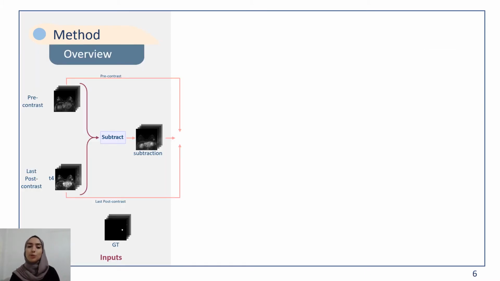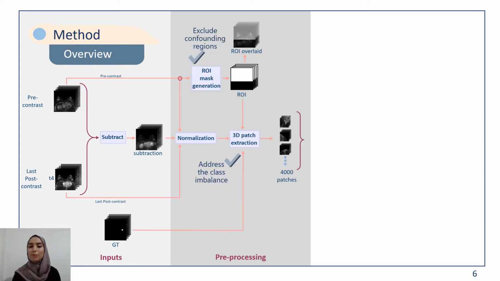Moving to our proposed method. Regarding the inputs, we used the pre-contrast, the last post-contrast, and also the subtraction between these two. Regarding pre-processing, we first generated an ROI mask in order to exclude the confounding regions from the internal organs, since it's a source of false positives. This way we could avoid having patches being extracted from this confounding region.